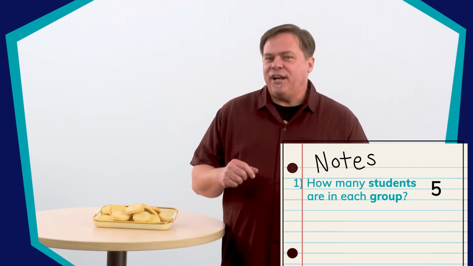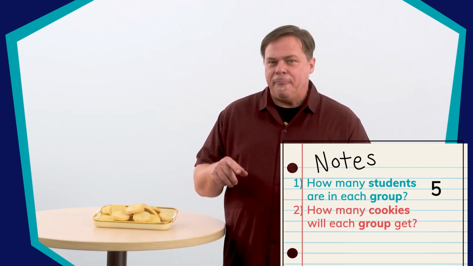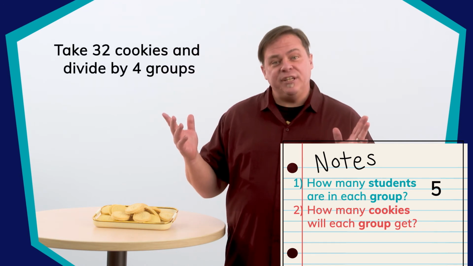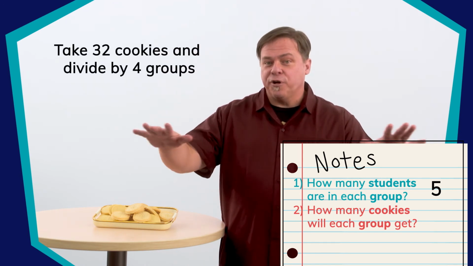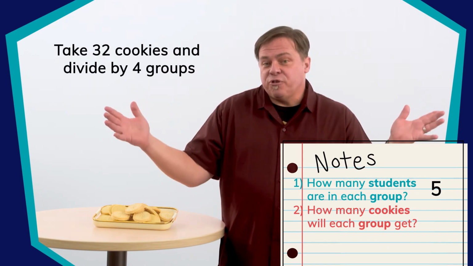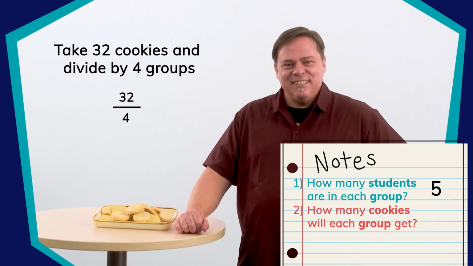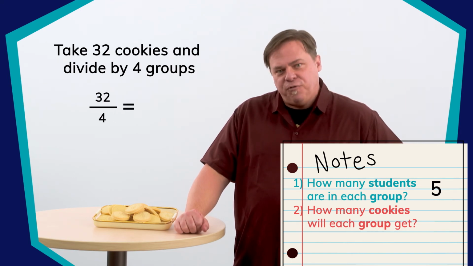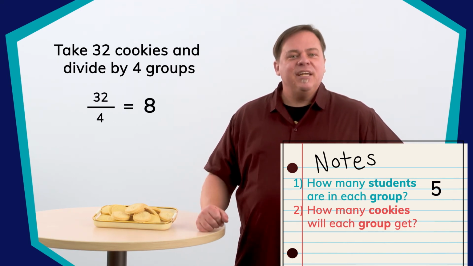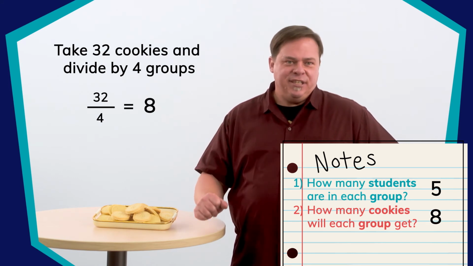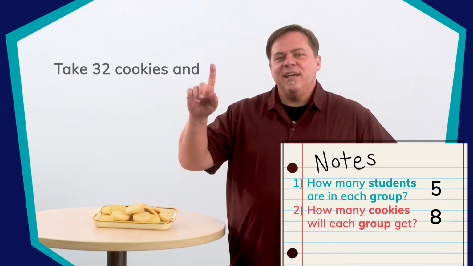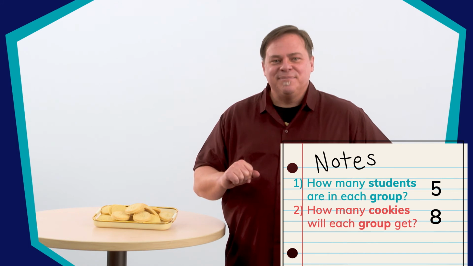Now I'll figure out how many cookies per group. I take 32 cookies and divide by 4 groups. That's 32/4. Each group gets 32/4 cookies. 4 times 8 is 32, so 32/4 equals 8. Each group gets 8 cookies. 4 groups, 8 cookies per group.